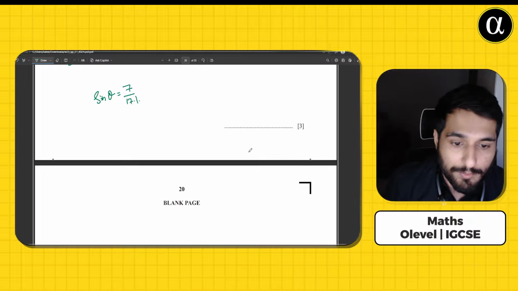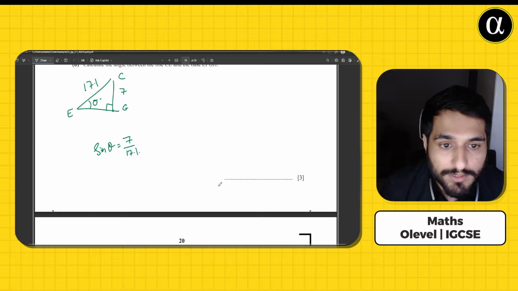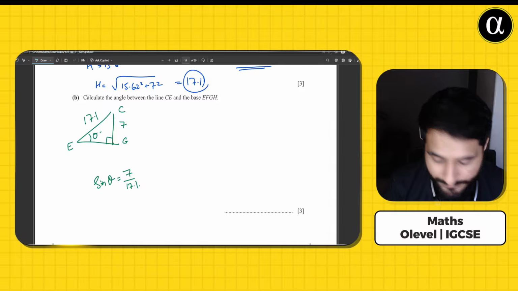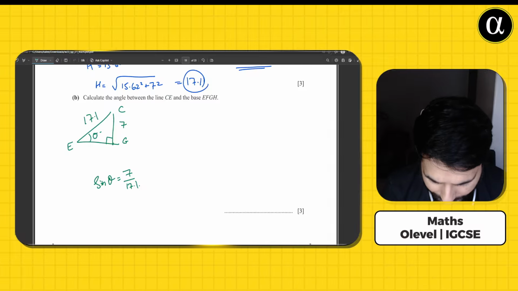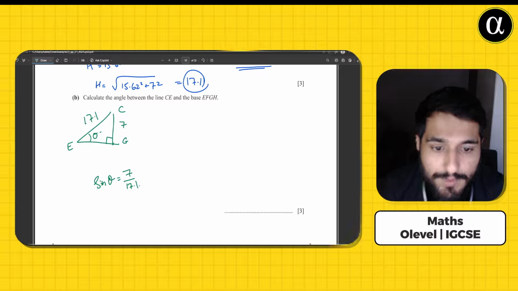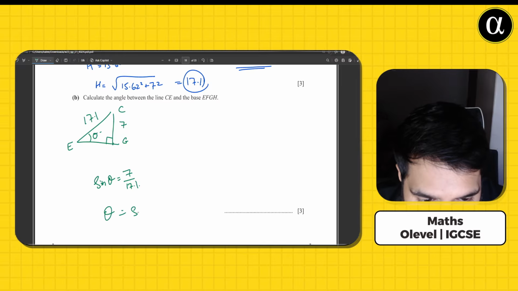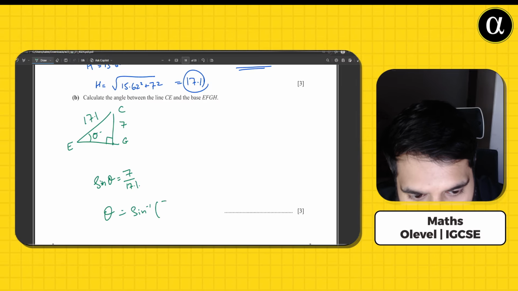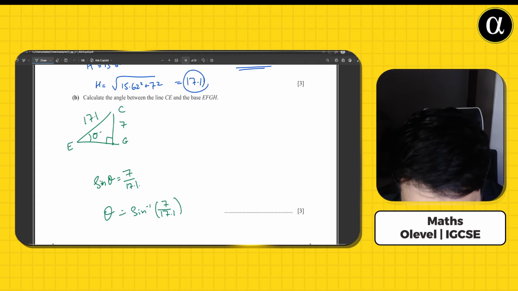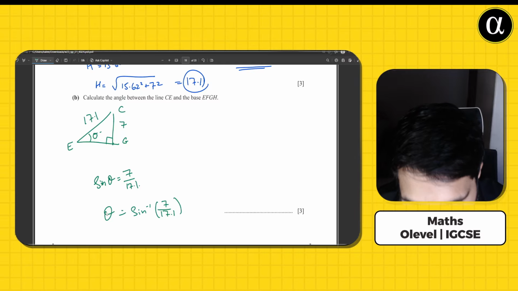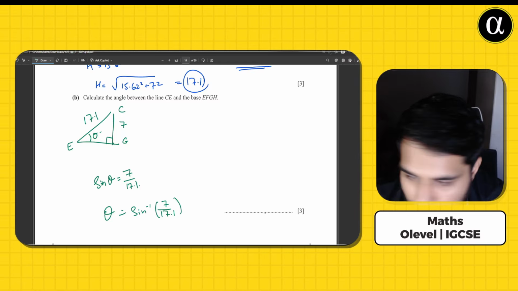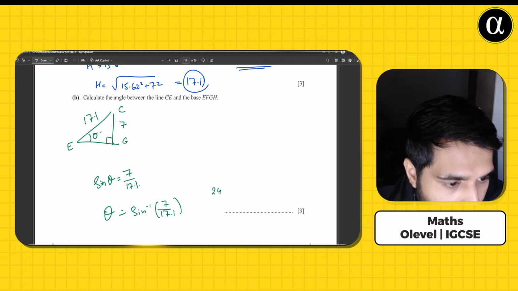17.1, and you can take an inverse of it. This should be sine inverse of 7 over 17.1, because we want to find theta. It should be sine inverse of 7 over 17.1, and that would give us what? That would be 24.16. So here we go, 24.16. That rounds off to 24.2.